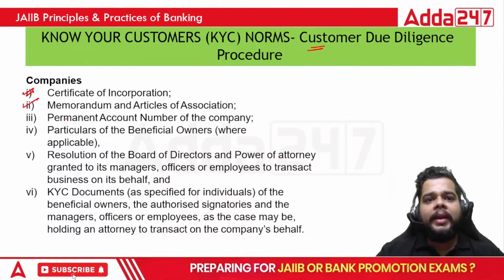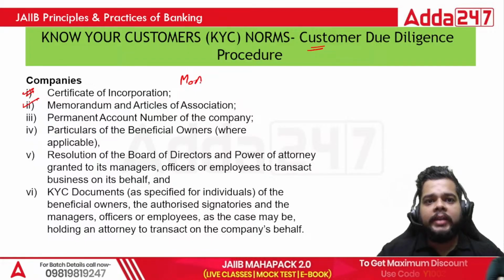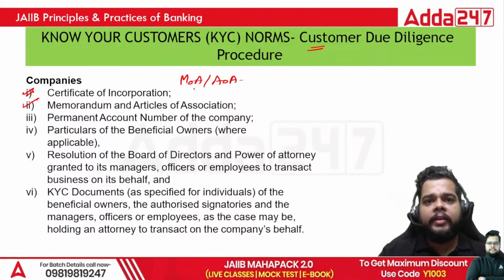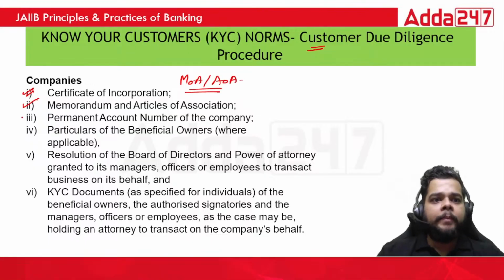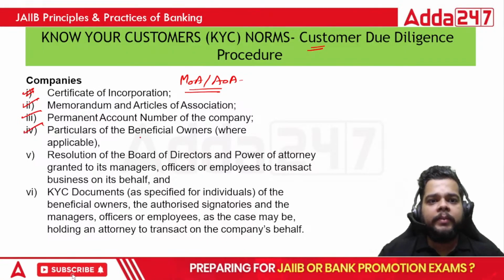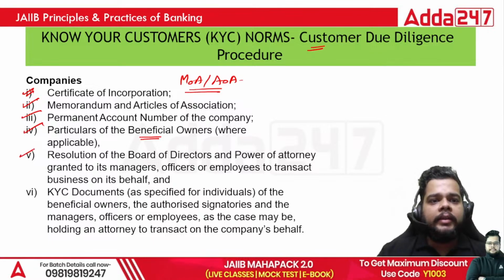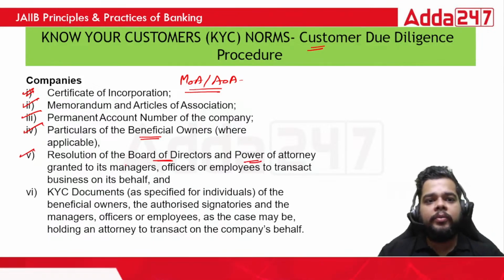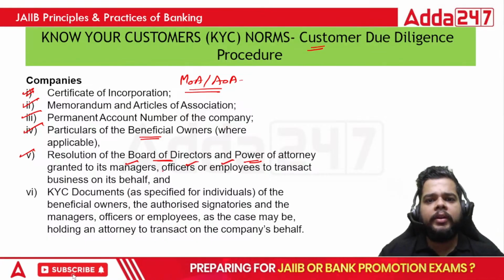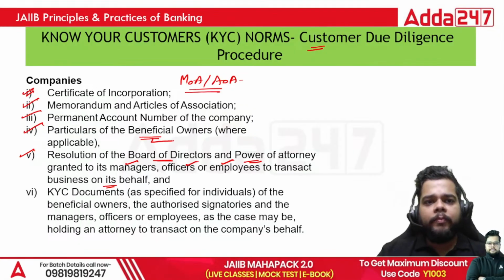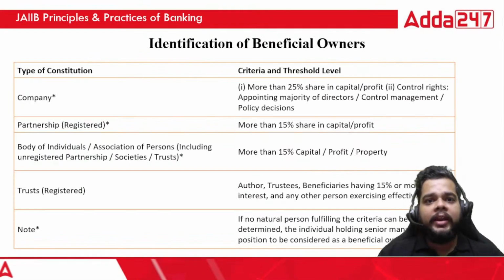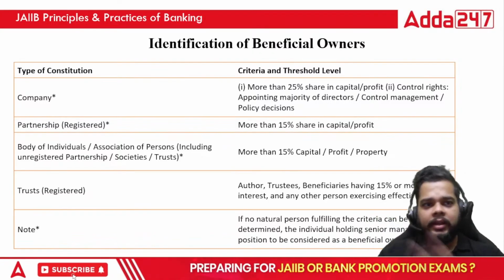Then memorandum and articles of association, the MOA as well as the AOA, again the fundamental documents there. PAN of the company, particulars of the beneficial owner wherever it is applicable. Then resolution of the board of directors and power of attorney granted to its managers, officers, employees to transact the business on its behalf. Now, when I talk about this beneficial owner, this is very important, and we have dealt with this particular table in the last class.